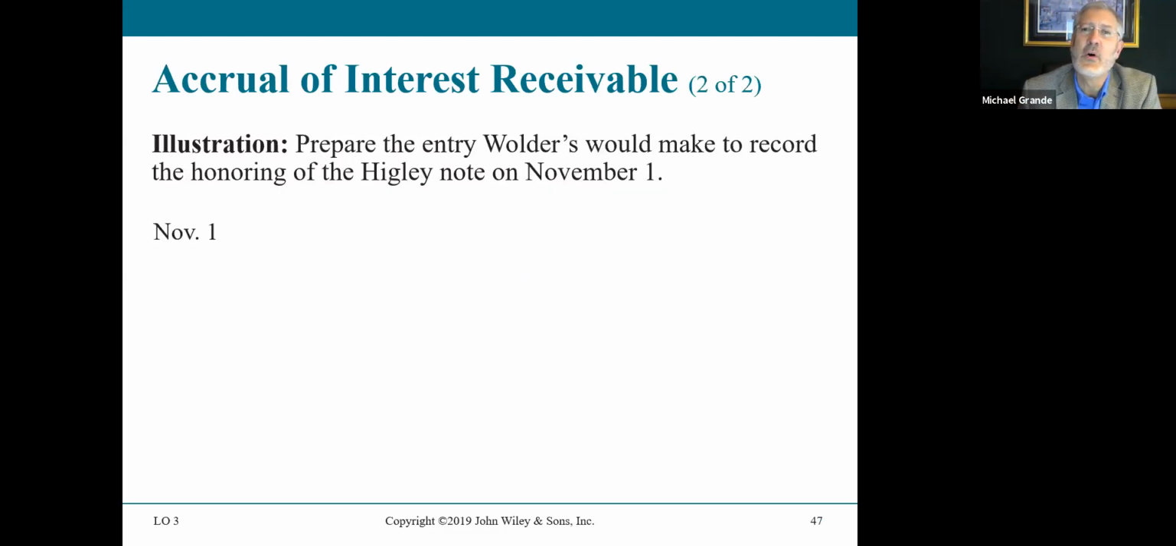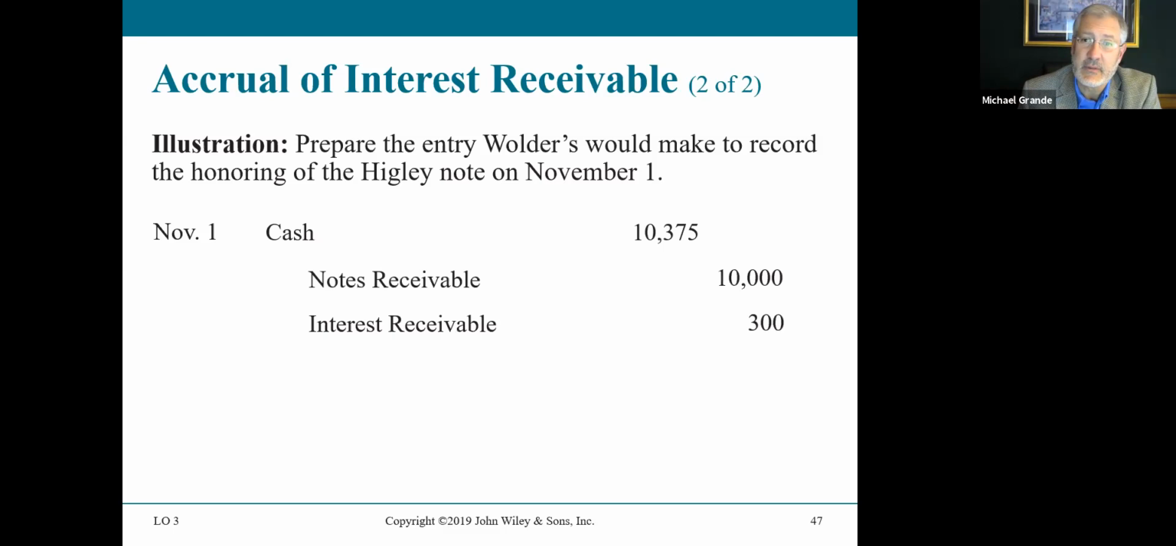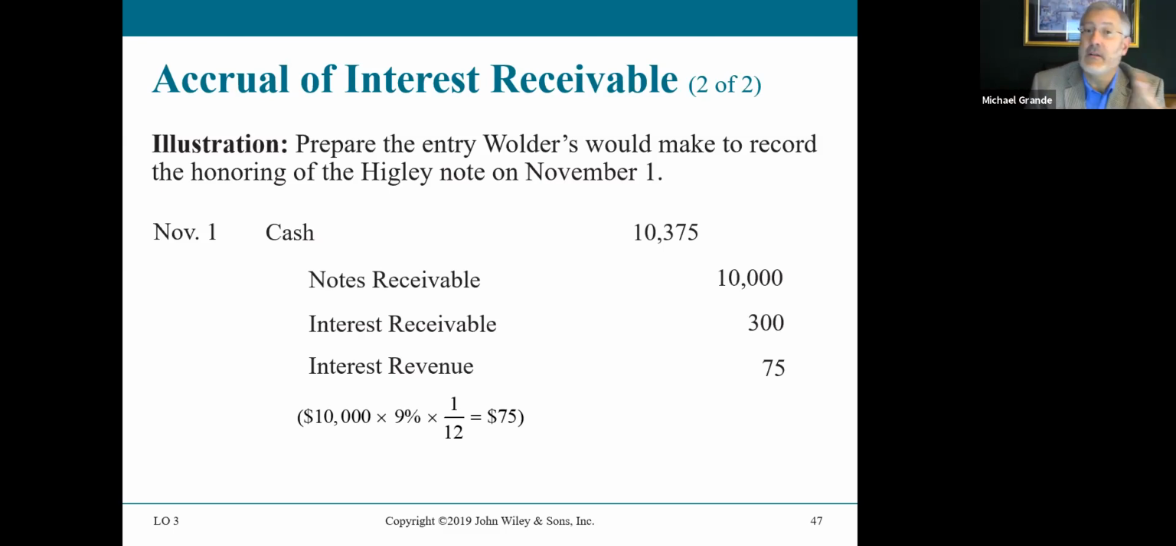Prepare the entry Wolders would make to record the honoring of the Hingley note on November 1. So now they get paid. They receive cash of $10,375. They got an additional 1 month's worth of interest, right? Because you accrued 4 months, June, July, August, September. 4 months were accrued at September 30th. The last month is October.